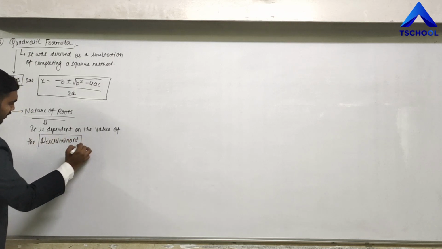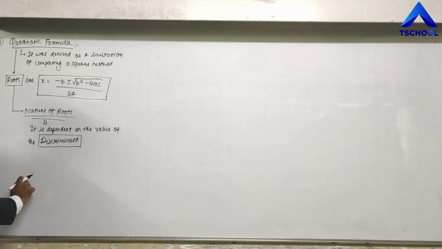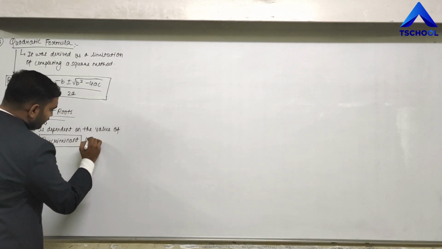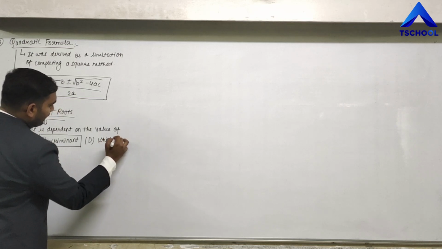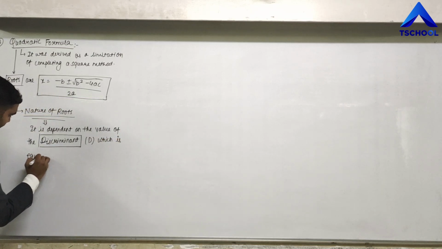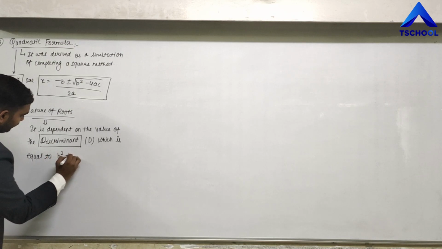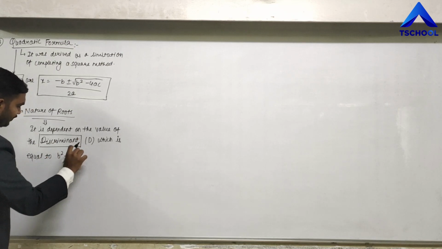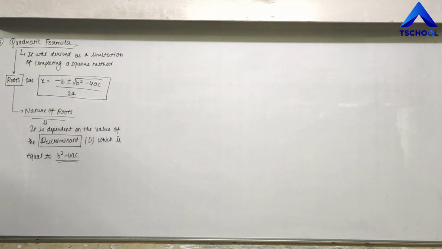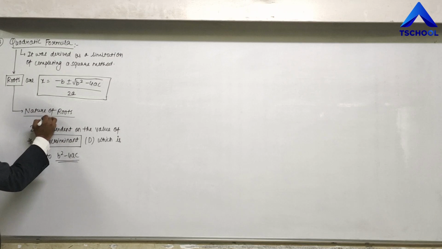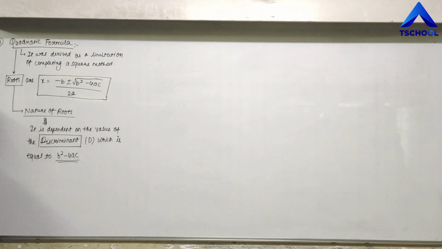You might have heard this word for the first time. Discriminant is also denoted by capital D, which is equal to b square minus 4ac, right? That means the discriminant of any equation can be obtained by b square minus 4ac. The value of b square minus 4ac will always be the discriminant of the given equation, right?